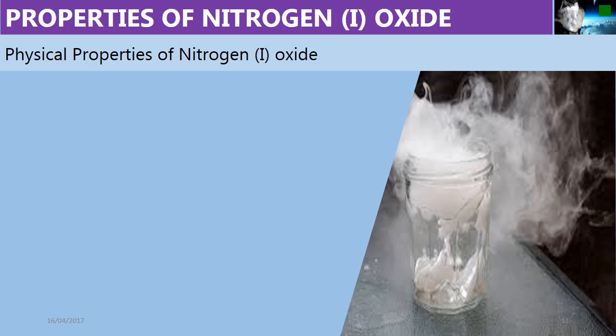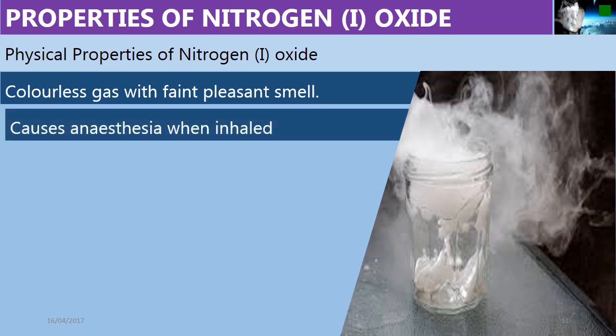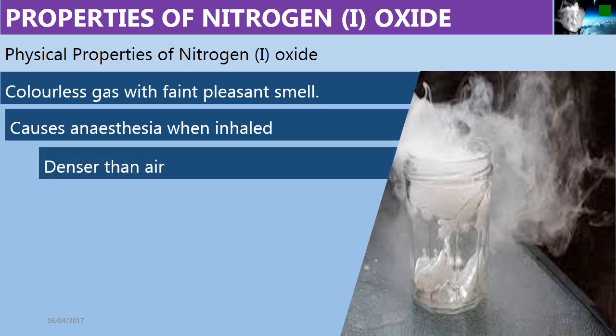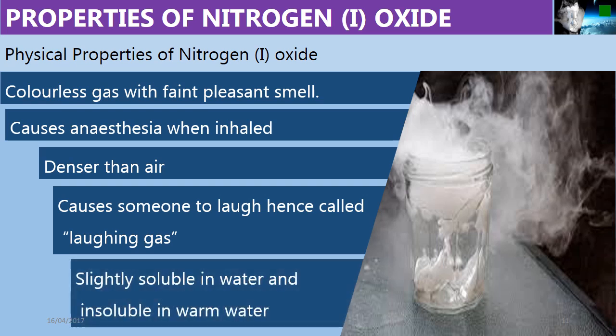Properties of nitrogen 1 oxide, the physical properties. It is a colorless gas with a faint, pleasant smell. It causes anesthesia when inhaled. It is denser than air. It causes someone to laugh, and therefore it is called laughing gas. It is slightly soluble in water and insoluble in warm water, and that is why in the laboratory it is usually collected over warm water.